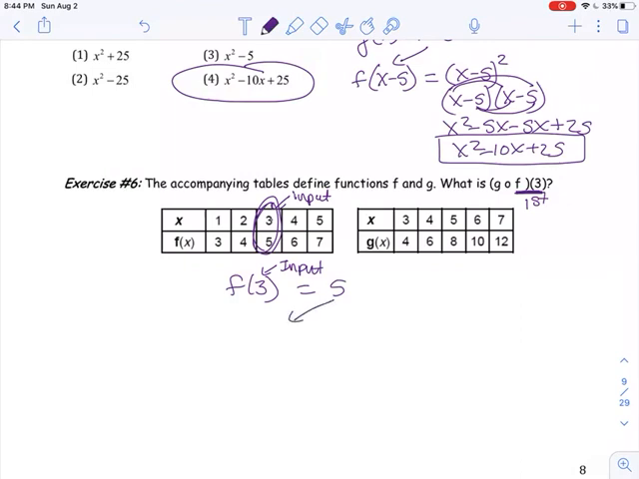And then I'm going to take that output, and that output is going to become the input for the second function, which is g. So I'm going to do g of 5, right? This is my second function right here. So g of 5. So now I'm going to look at the table on the right. G of 5 is right here because this is my input. 5 is my input. And I get 8 as my output.